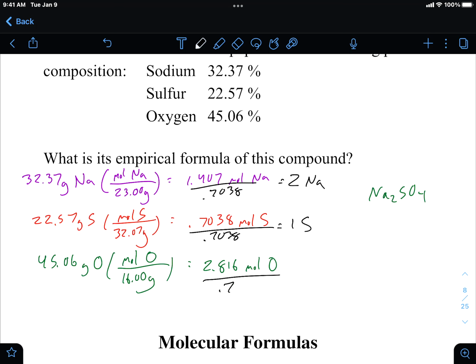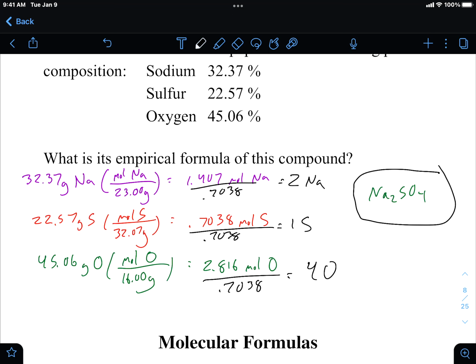And then the 2.8 divided by that number will give us 4. And so we piece together the formula. Sodium has the lowest electronegativity, put that first. Oxygen has the highest electronegativity, put that last. And that's our formula. That's how you find an empirical formula.